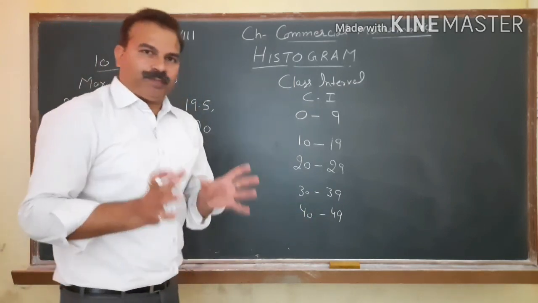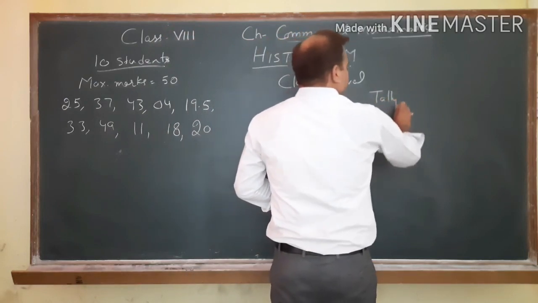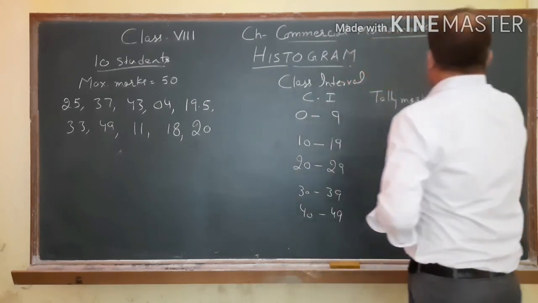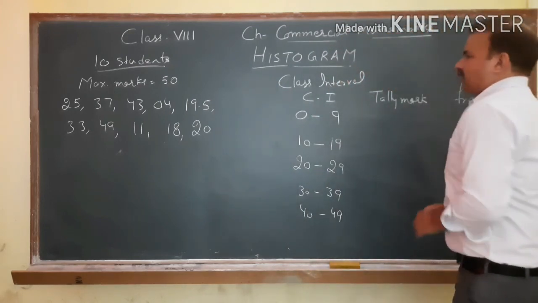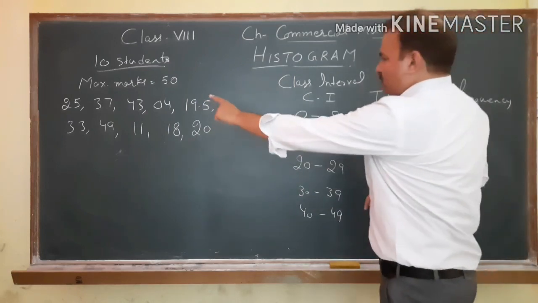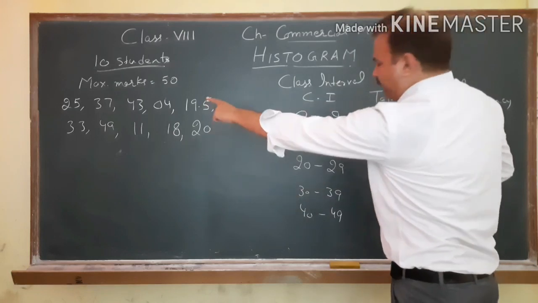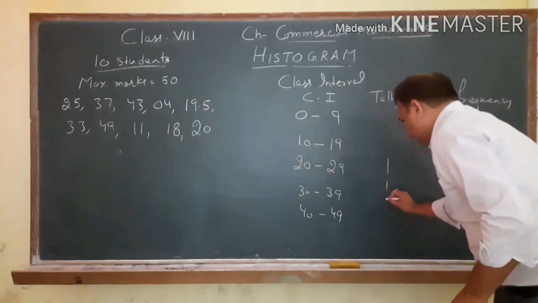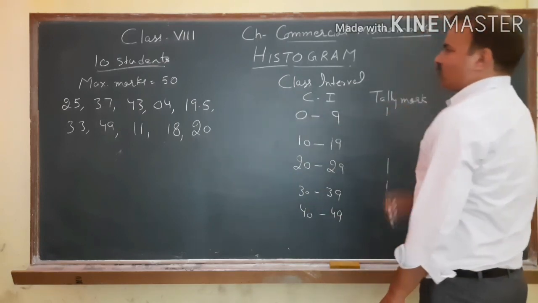So you people know how to make a tally mark. This is a tally mark. Last will be the frequency. That is how many tally marks there are. Now the first is 25. So that will come under 20 to 29. Next is 37. That will come under 30 to 39. Next is 43. That will come under 40 to 49. Next is 4. That will come under 0 to 9.